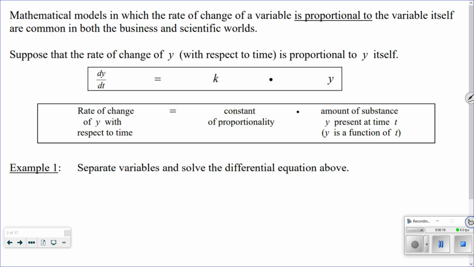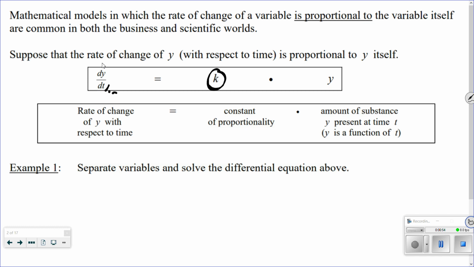If I have the rate of change of y with respect to time, that's dy dt, it's proportional to y itself. To be proportional, what that means is dy dt equals some constant, k, times the variable itself. So what we're saying is these two, dy dt and y, are proportional to each other. These are really common problems that come up a lot, right? I have the rate of change of y with respect to time equals a constant of proportionality, that's what we call k, times the variable itself.